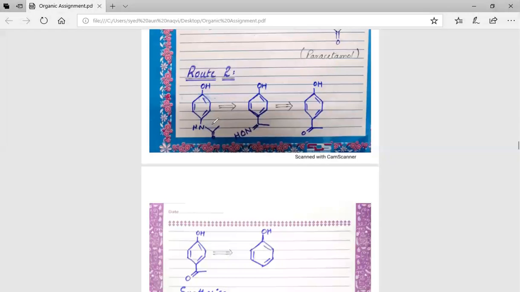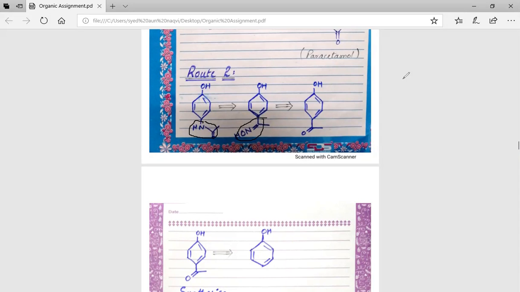In this process, for the first step, the amide group is converted to an oxime group. Here we perform the retro-Beckmann's rearrangement process. When we perform the retro-Beckmann's rearrangement process, we convert the acetamide group into an oxime group. So this is the oxime group.